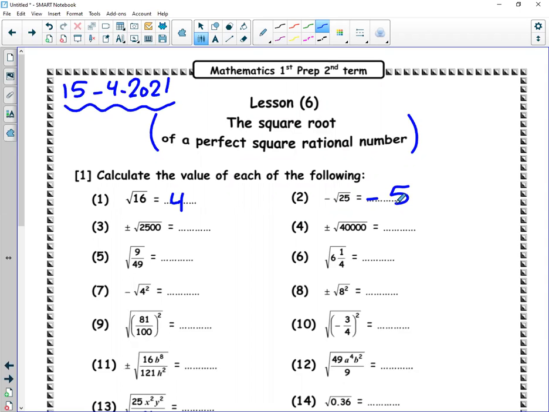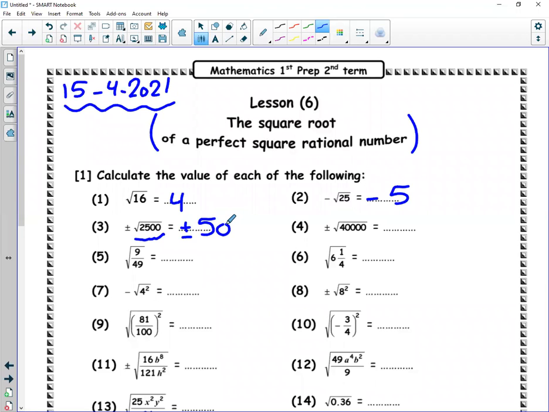The question number 3, positive or negative root 2500. The answer will be positive or negative, and we try to find the number which times itself equals 2500. The answer of this question will be 50.